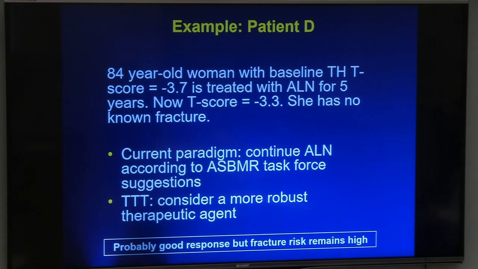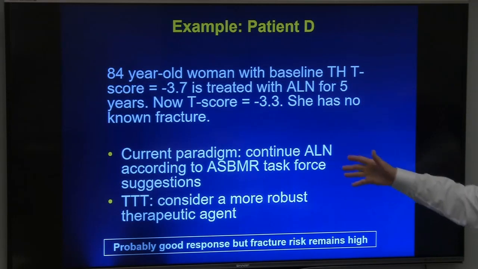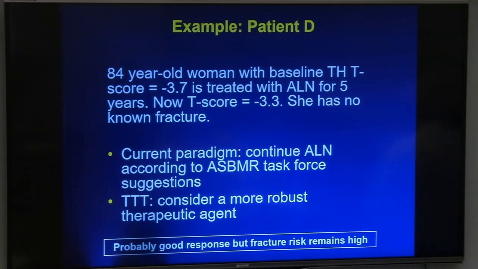This is patient D, an 84-year-old woman whose baseline total hip T-score is -3.7. After 5 years of alendronate, her T-score is now -3.3. She has no fracture. So she's done well, but she's still awfully low. And so the ASBMR would say, well, consider continuing alendronate, and you can do that. But if you want to get to -2.5, you're going to think about switching. And the idea of a more robust, the word is robust, drug.